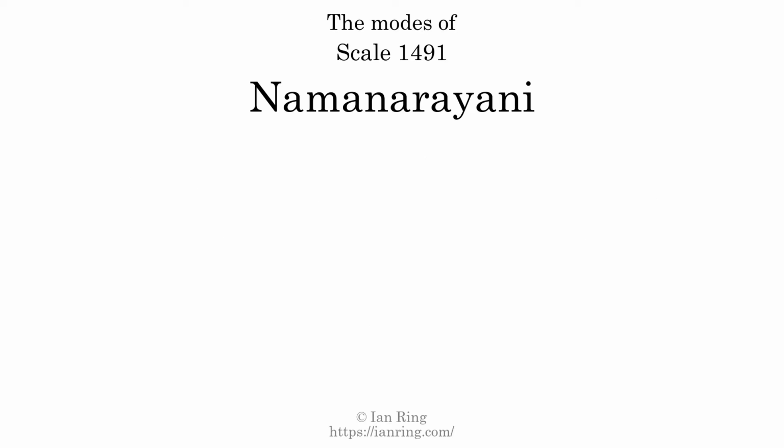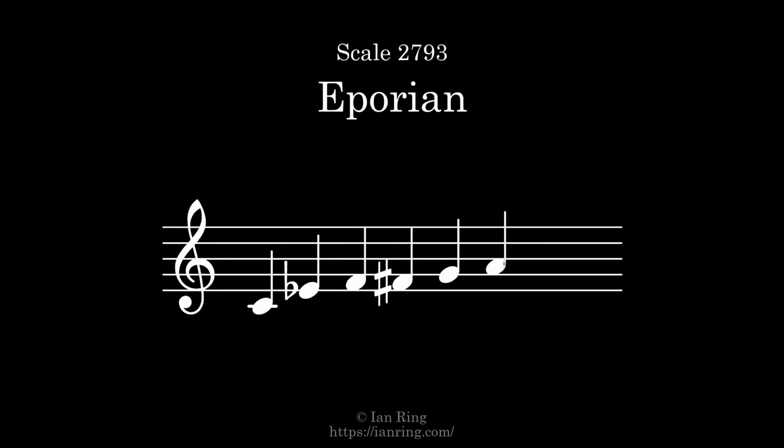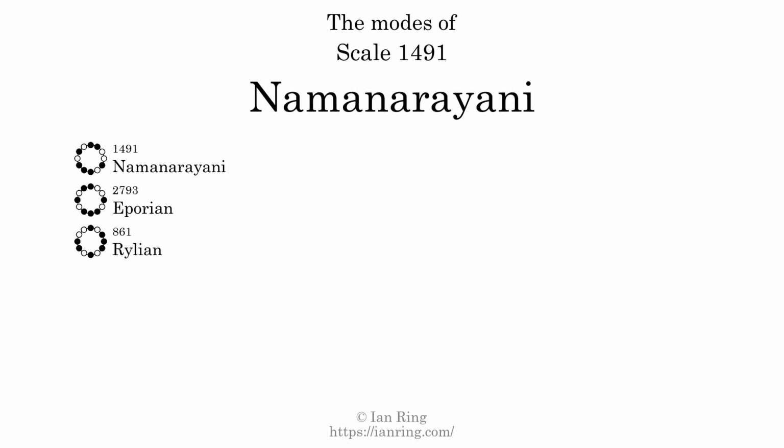This scale has 7 modes. The first mode is itself. The second mode is scale 2793, also known as Aporian. It sounds like this. The third mode is scale 861, also known as Rayleighan. It sounds like this.